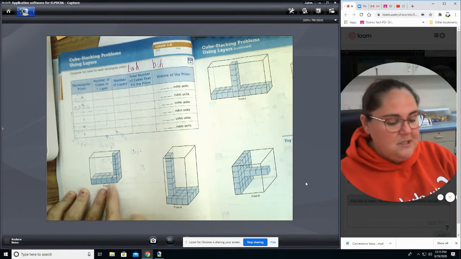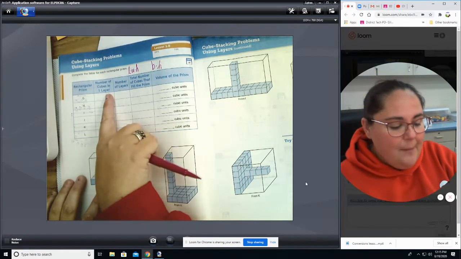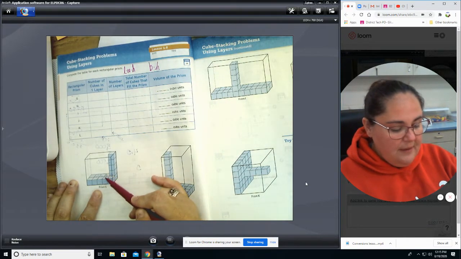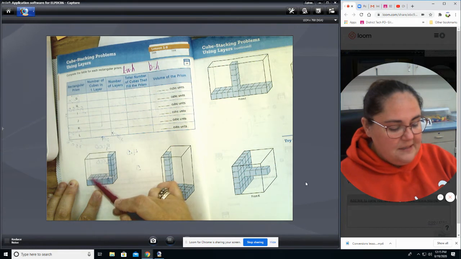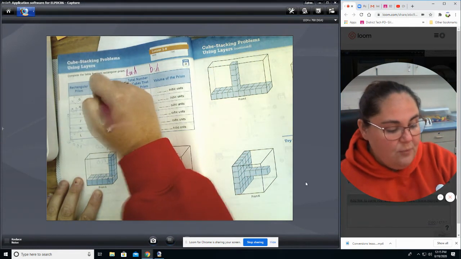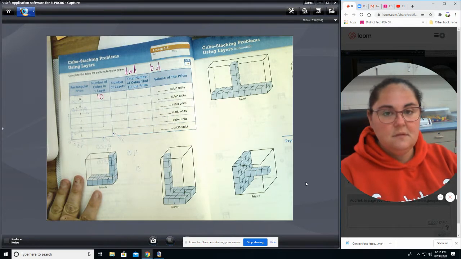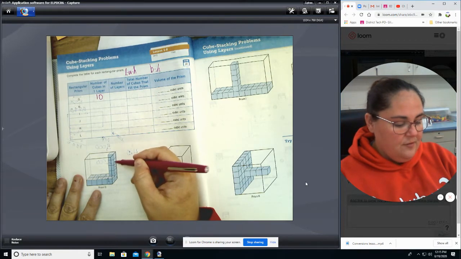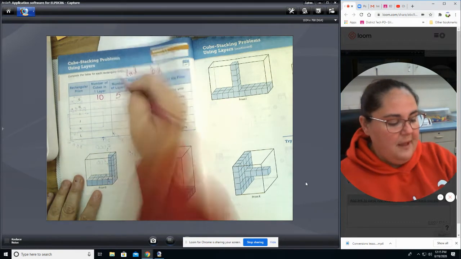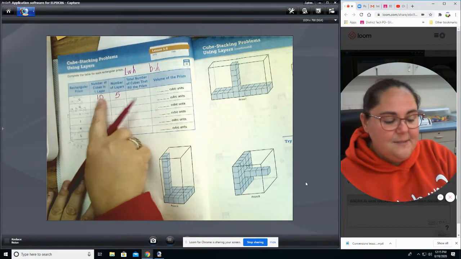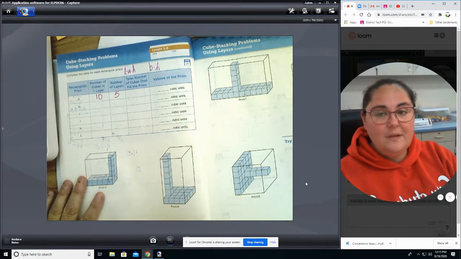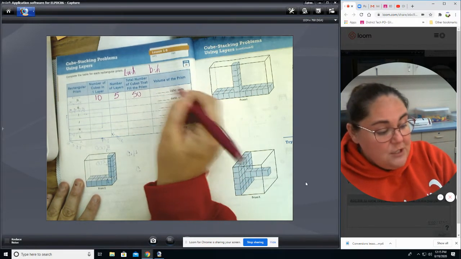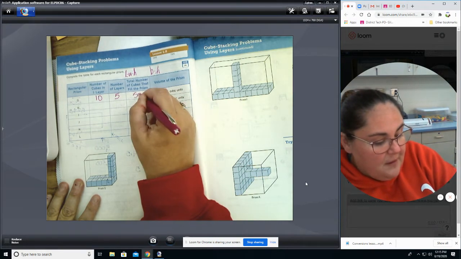So number G, this is prism G. How many cubes are in one layer? My full layer on the bottom has 1, 2, 3, 4, 5, 6, 7, 8, 9, 10. It has 10 cubes in one layer. How many total layers do you see? 1, 2, 3, 4, 5. 5 total layers. So this is my base, and that's my height. What's 5 times 10? 50. So your answer is 50 cubic units.